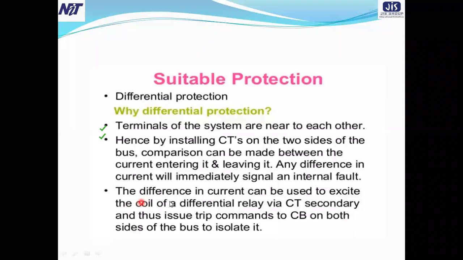Number three, the difference in current can be used to excite the coil of a differential relay via the CT secondary, that means the current transformer secondary, and thus issue trip commands to the circuit breaker CB on both sides of the bus to isolate it. So this is the third reason why we are using differential protection.